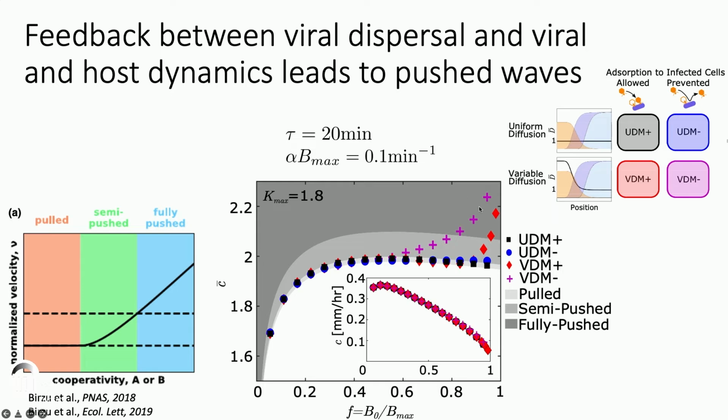Importantly, while this may seem high bacterial density, this is actually the standard bacterial density that you would use in an experiment. So when you make a lawn with an overnight culture, it would be in this regime. So it's not experimentally unreasonable.